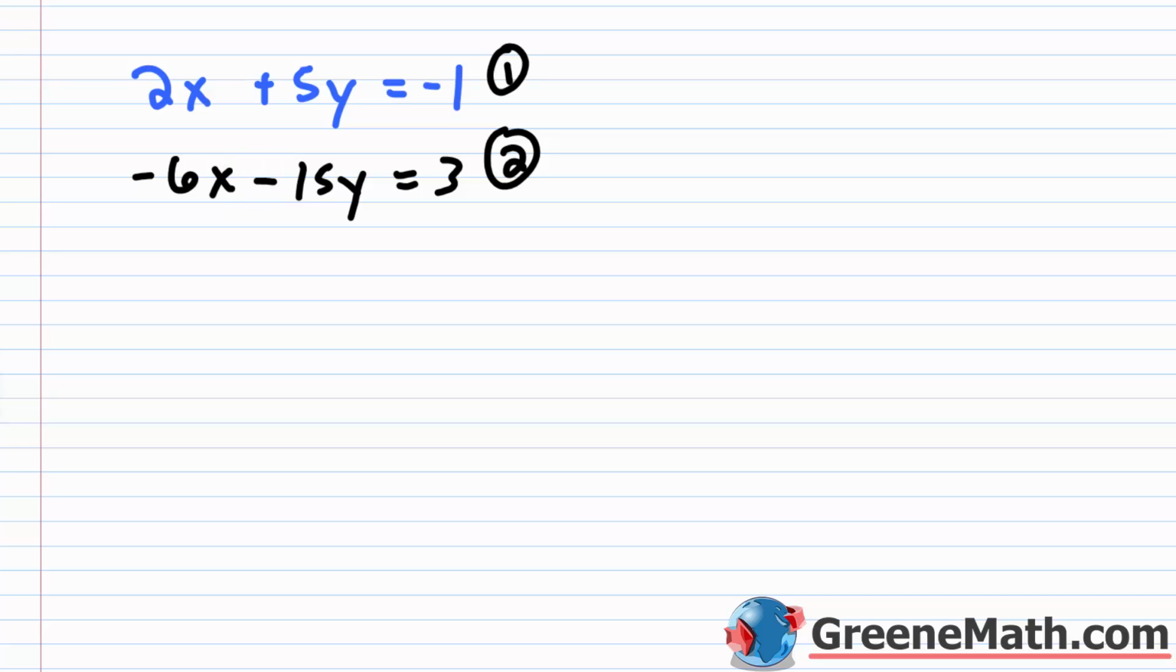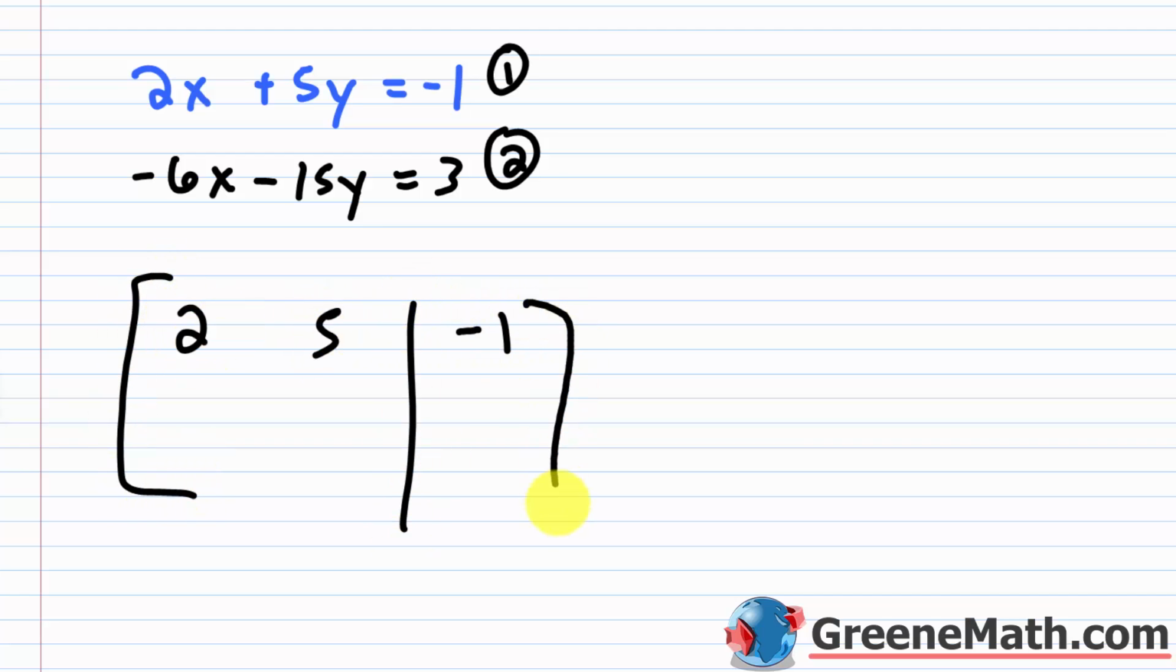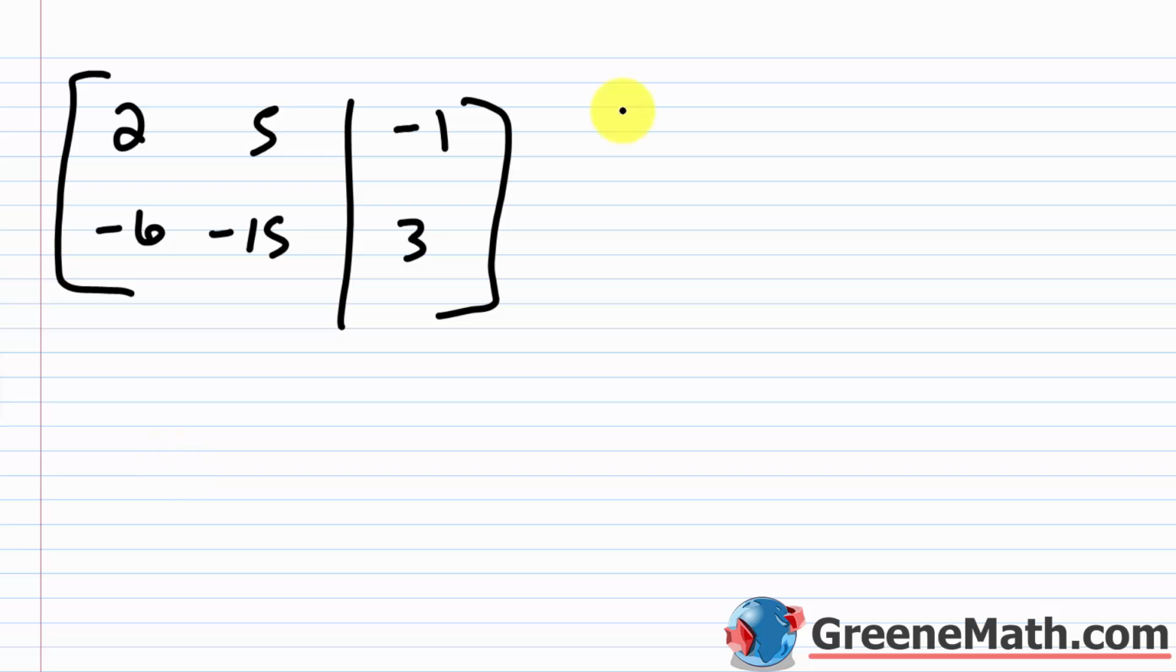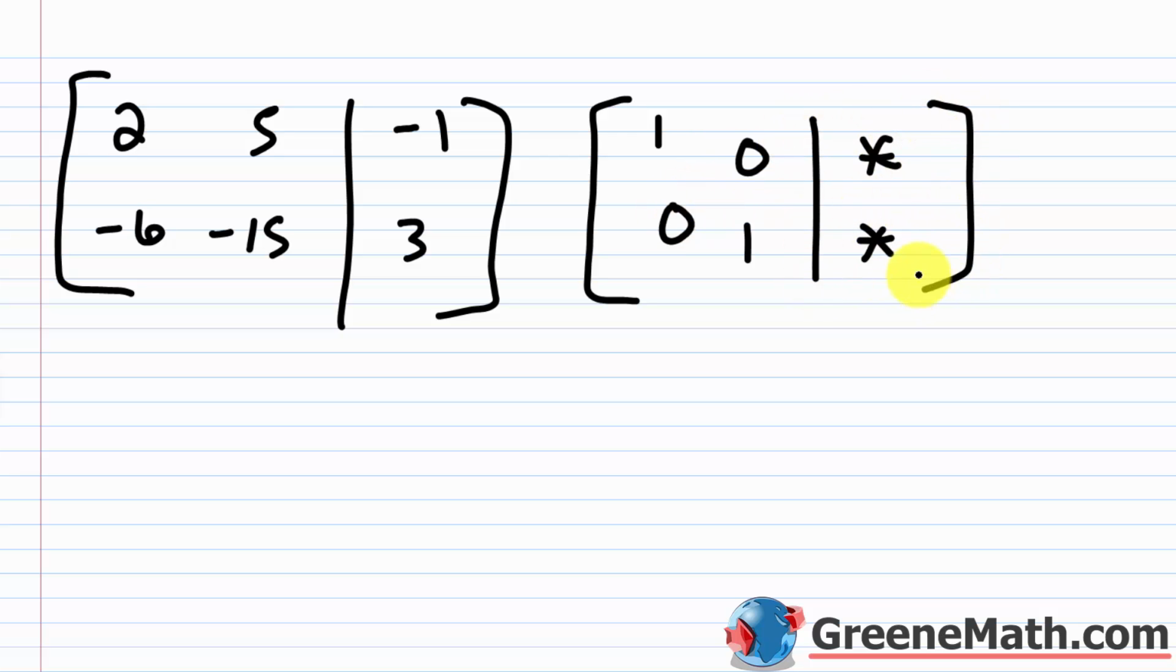Now, let's show this with a matrix. We have 2, 5, and negative 1. And then we have negative 6, negative 15, and 3. So let's copy this. Again, I'm looking to get this reduced row echelon form: 1's down the diagonal, a 0 above and below, and then these are just numbers, okay?